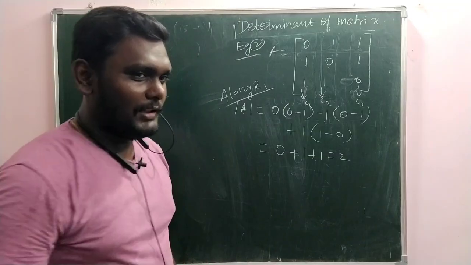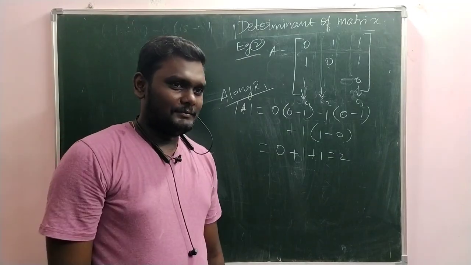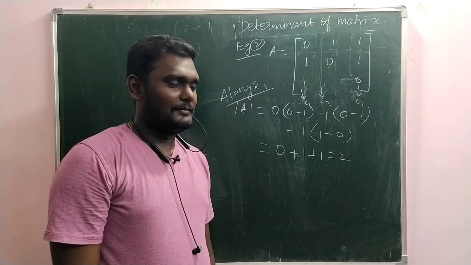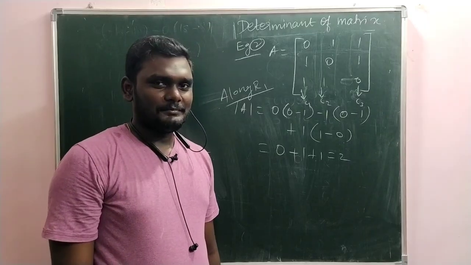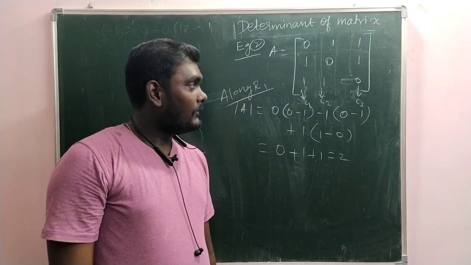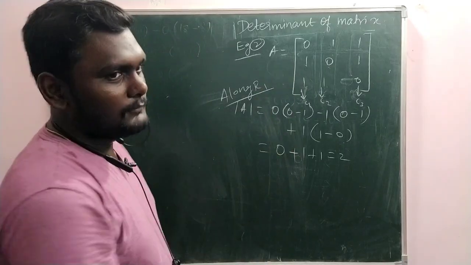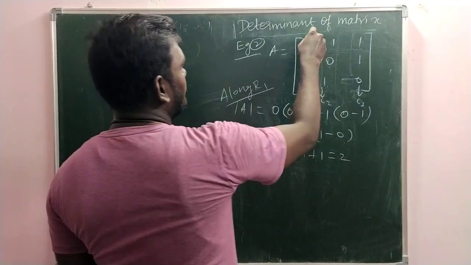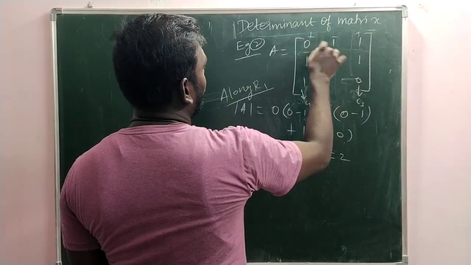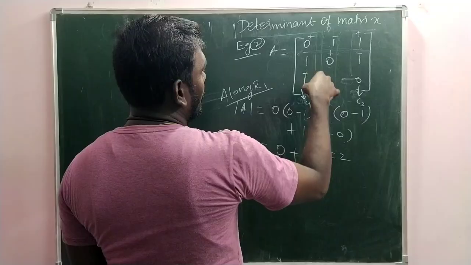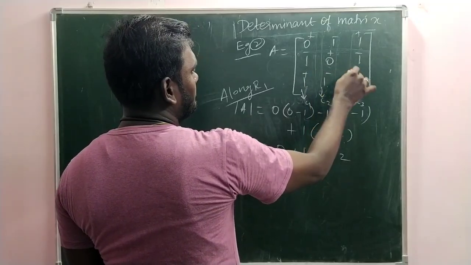In our school, C1, C2, C3, 9th, 10th, 11th. Okay, along C1 you take. What are all the signs? This is positive, negative, positive, negative, positive, negative. I mean, cofactor sign I am putting directly.